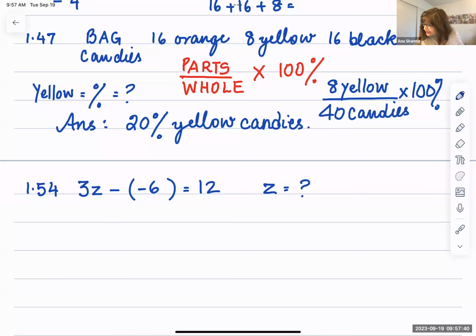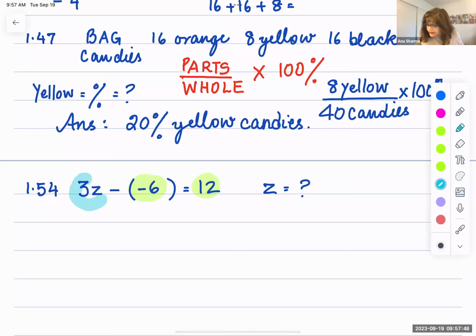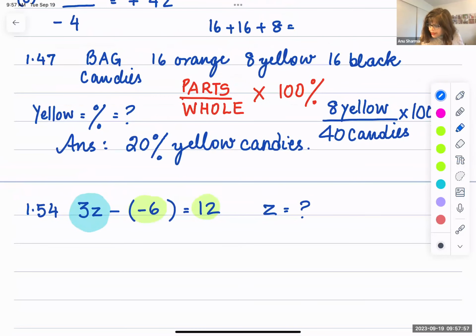So we know that these are the like terms. This is like and this is like. And for now, this one is an unlike term, right? So like terms on one side and unlike on the other, first of all. So how will we do this one? So we know that minus minus becomes plus. So actually, sorry, this is actually 3z plus 6 is equal to 12.